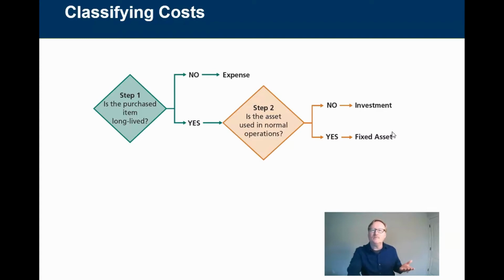Now, what happens if we bought an asset that's going to have value long term, but we're not using it in operations? And this happens all the time. Then we're going to call that an investment, right? Sometimes a company will buy a piece of land. They're not using that land necessarily for their ordinary operations of the business, but they may use it in the future, or maybe they'll just turn around and sell it in the future. They're looking for an appreciation of that asset. That's an investment. Okay.